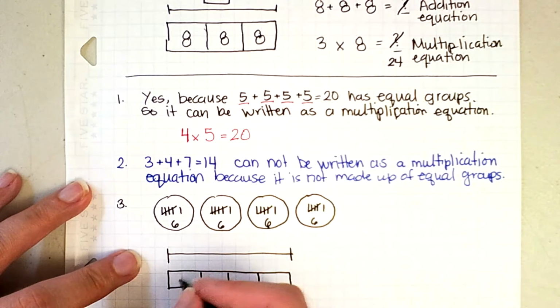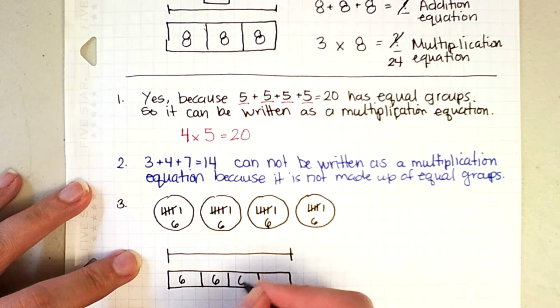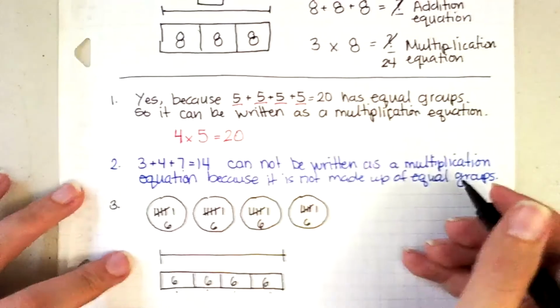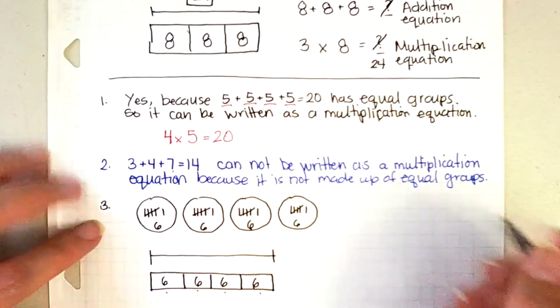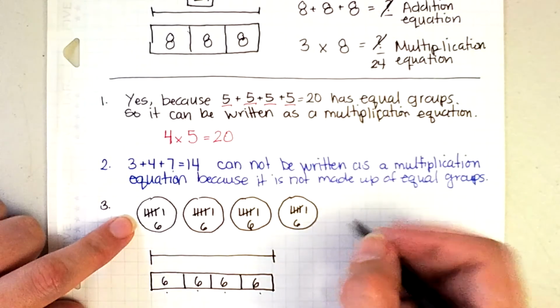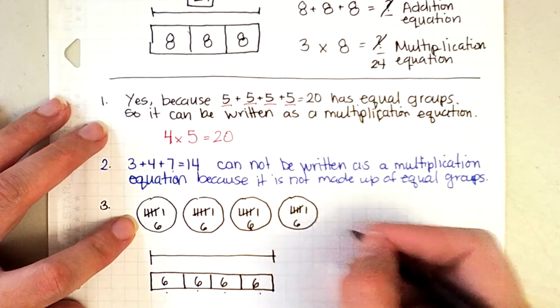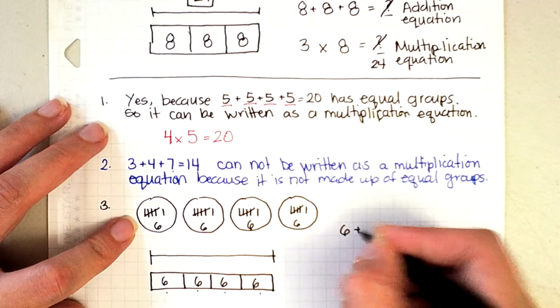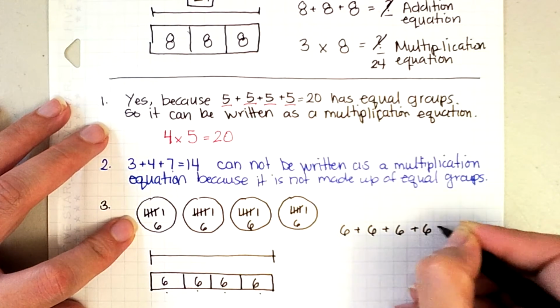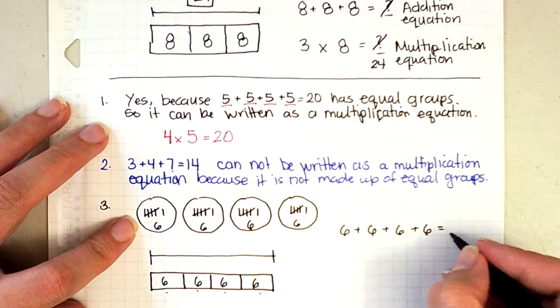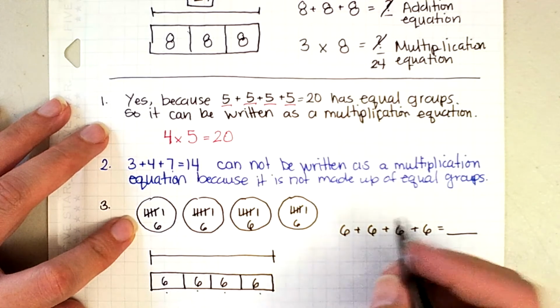We can draw it out like this. Say there's 1, 2, 3, 4 groups with 6 in each group. It wants us to use a multiplication and an addition equation. So we can write our addition and multiplication equations. So we can do 6 plus 6 plus 6 plus 6 equals whatever our mystery answer is.